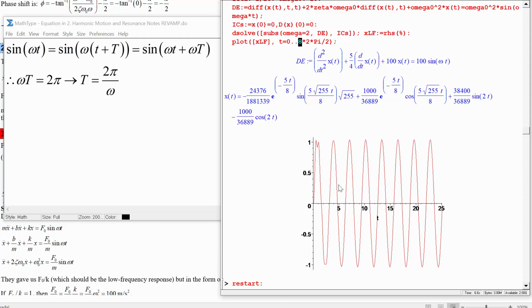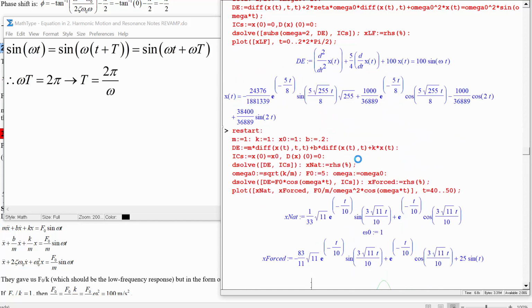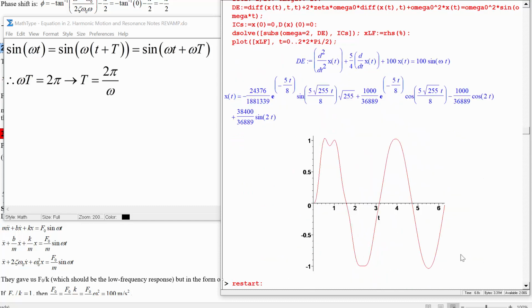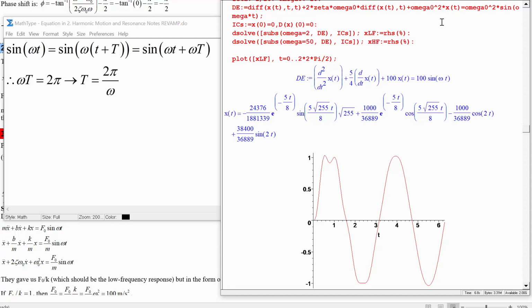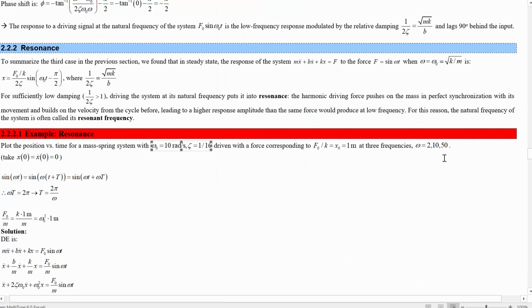Let's plot not nearly as many. Let's just go maybe 2 cycles. Sure. Because this is going to get a lot more wiggly when we put in those higher frequency things. Right. Next. Let's go high frequency next. X high frequency would be when we put in omega is 50. That's what they asked us for in this problem.